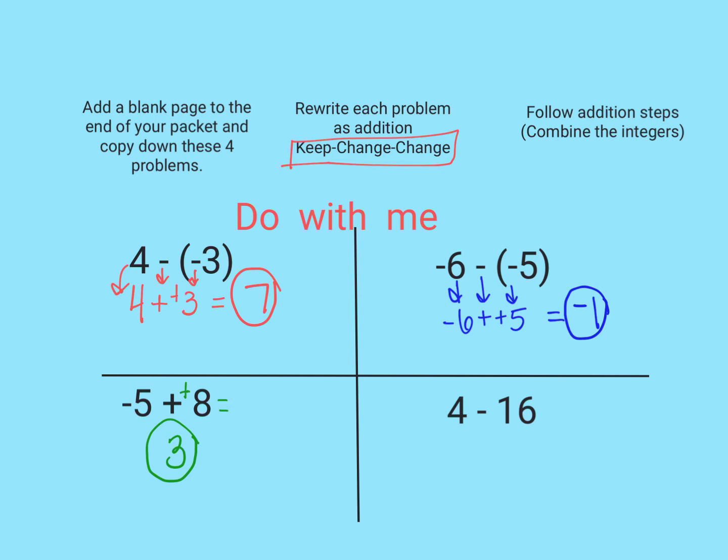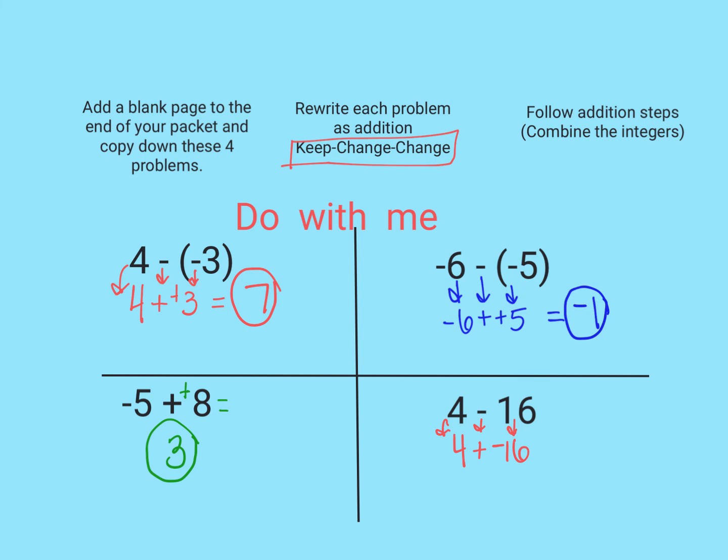All right, let's do this last one. This last one is a subtraction problem. So let's go ahead and do keep, change. 4 minus 16. We're going to keep the 4. Subtract is going to become a plus. And 16 at the moment is a positive 16. We're going to turn that into a negative 16. So 4 plus negative 16.